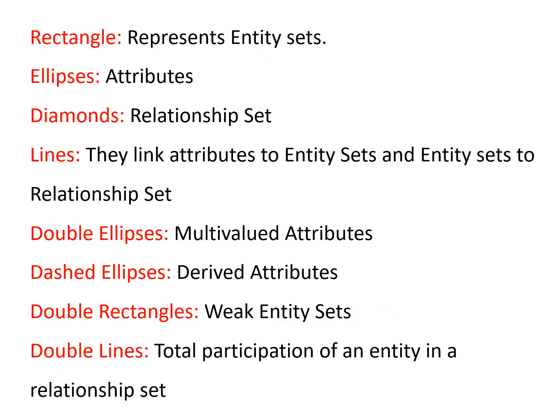These are some terms which are used in the ER model. First, a rectangle represents the entity sets. An ellipse represents the attributes. Diamonds represent the relationship set. Lines are used to link the attributes to an entity set and entity sets to a relationship set. Double ellipses are called multi-valued attributes. Dashed ellipses are called derived attributes. A double rectangle is called a weak entity set, and double lines are called total participation of an entity in a relationship set.